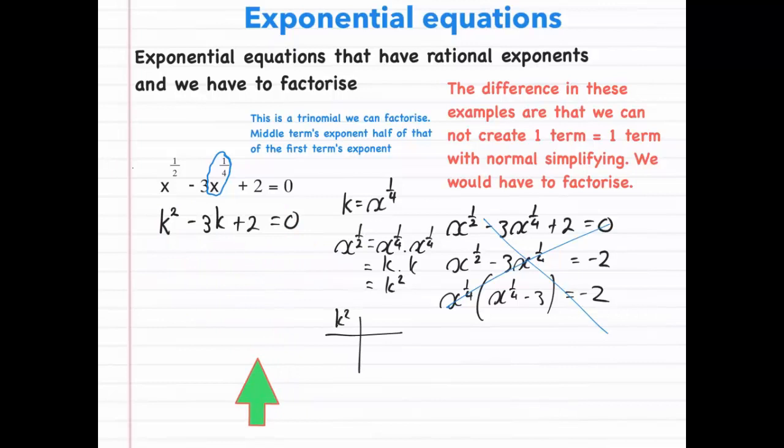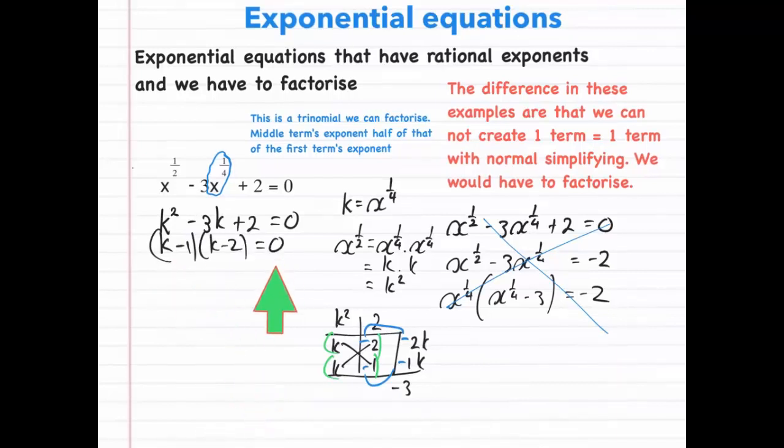So this will be k squared, this will be a k and a k, this will be 2, so it's 2 and 1. What do I need to get? I need to get a minus 3. So k times 2 will be 2k, k times 1 will be 1k, so it must be a minus 2 and a minus 1k, and carry over the minus, so we've got k minus 1, k minus 2. So this will be k minus 1 and k minus 2 equals 0. Wow, now I've got a zero product rule. So therefore, k minus 1 equals 0 or k minus 2 equals 0. Therefore, k equals 1 or k equals 2.